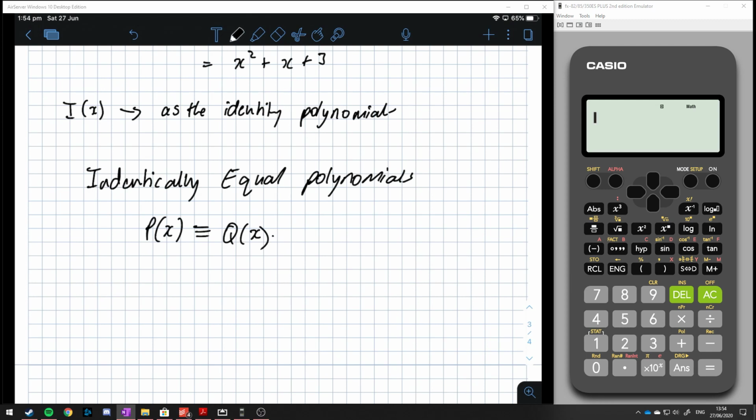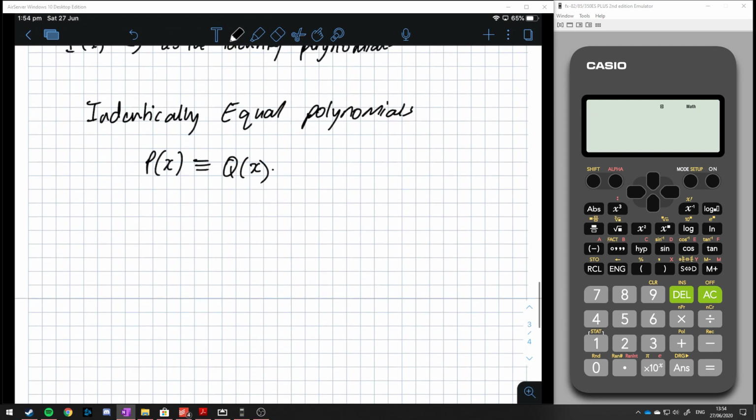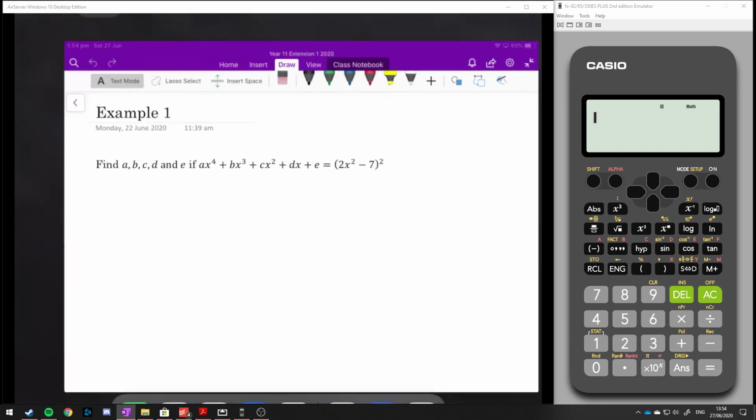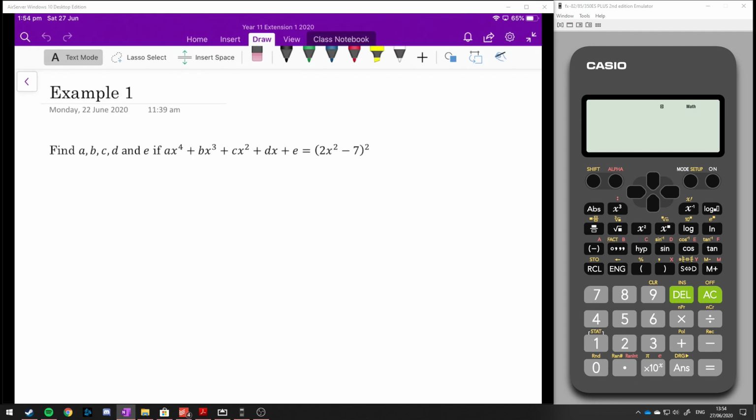So if two polynomials are identically equal, then the corresponding coefficients of the two polynomials are equal. So we're going to have a look at an example of that. In fact, we'll have a look at it right now. We have this one here: find a, b, c, d, and e if ax to the power 4 plus bx cubed plus cx squared plus dx plus e is equal to (2x squared minus 7) to the power 2.